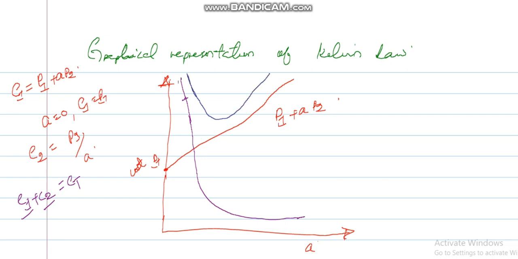Okay, graph. This is P3 divided by A. Or this graph is P1 plus A P2 plus P3 over A, and the minimum value of this function ni here. Kwa ukiextend, okay, extrapolate kuja hapa kwenye A axis, hapa unapata the most economical size of the conductor, na hapa ndo unapata the minimum cost, total minimum. Okay, ndo graphical representation ya Kelvin law.